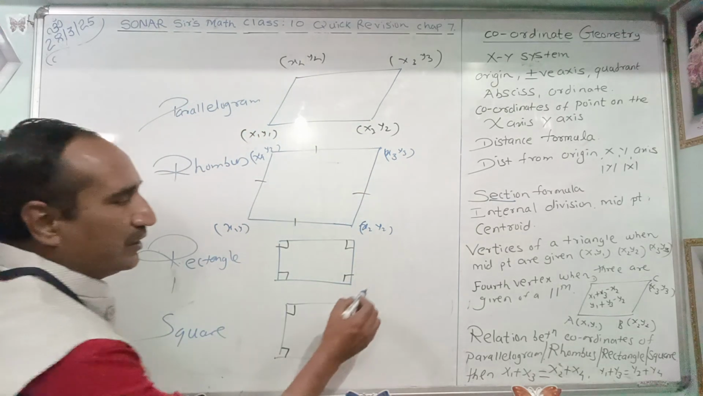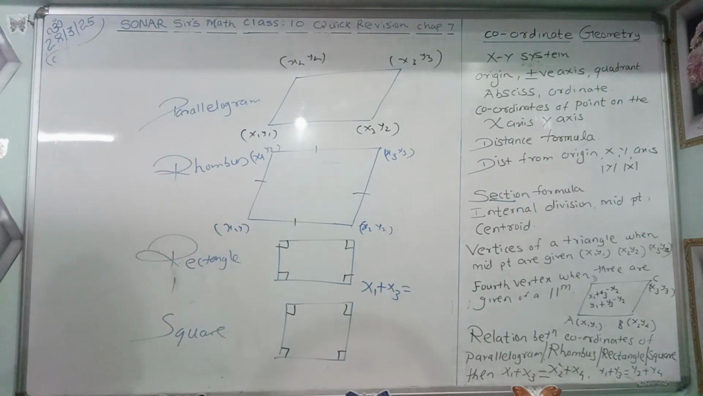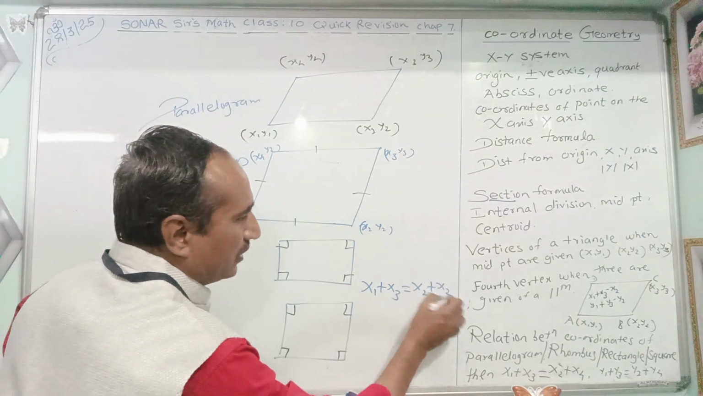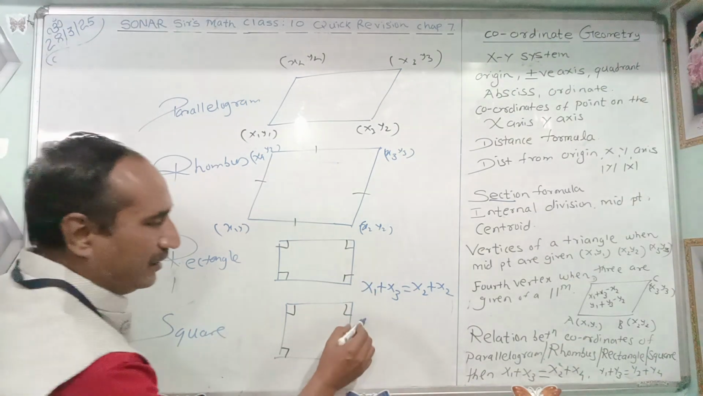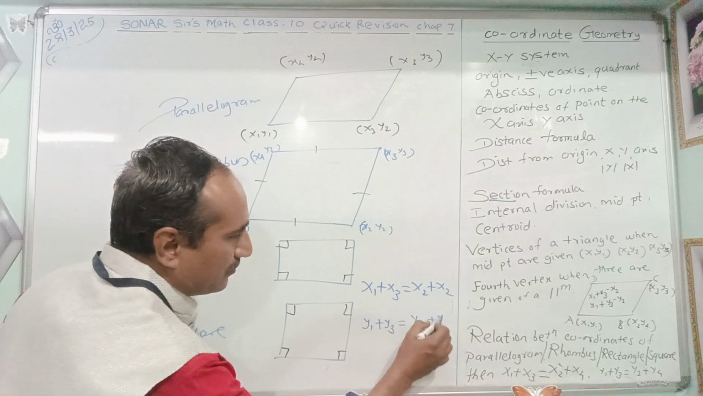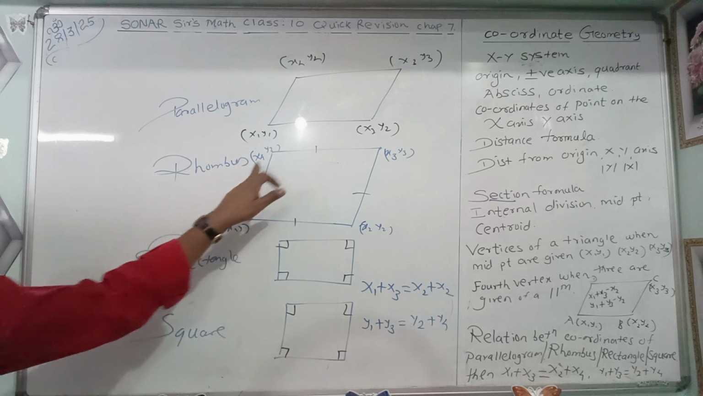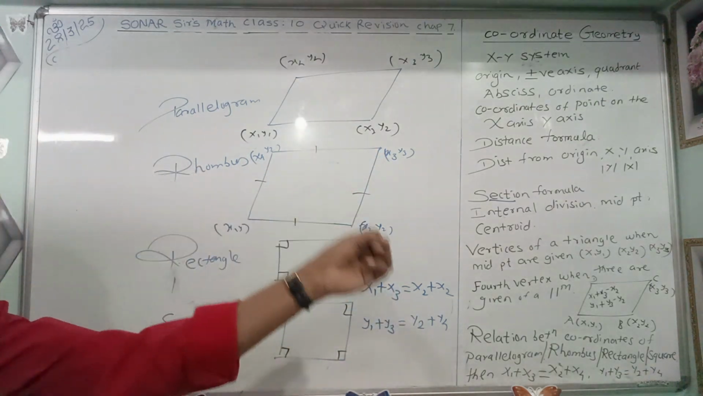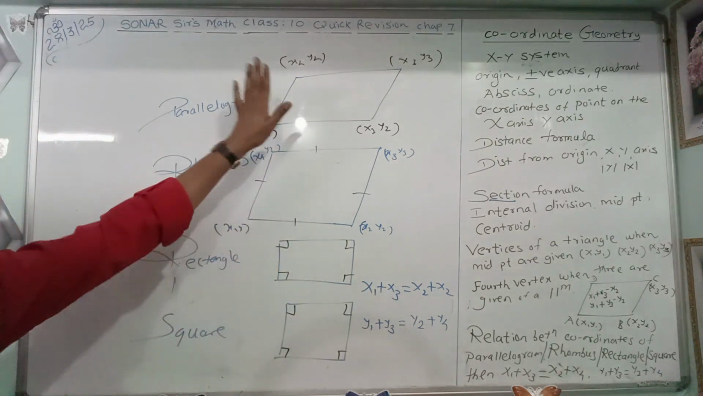For any of these, if the vertices are taken in order, the relation is that x1 plus x3, the sum of the odd coordinates of x, is equal to the sum of the even coordinates, x2 plus x4. This is the first relation. And the second one, y1 plus y3 equals y2 plus y4. This is a very important concept. When the coordinates are known, by making use of this we can solve many MCQs in a short time.